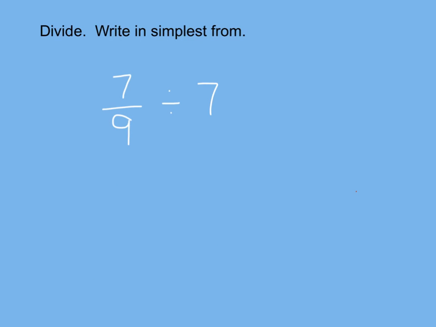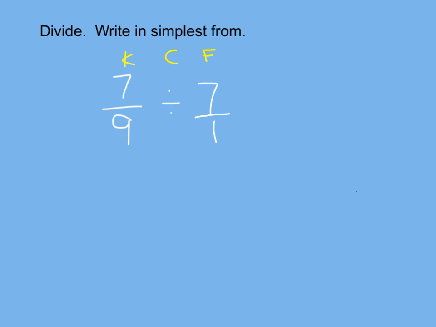So let's look at one more example here. I have 7/9 divided by 7. All right, so I'm going to start off, and when I write this out, this 7 wholes right here, I'm going to put as a fraction right off the bat. So I'm just going to write 7 over 1. Okay, now I put my KCF, keep, change, flip.